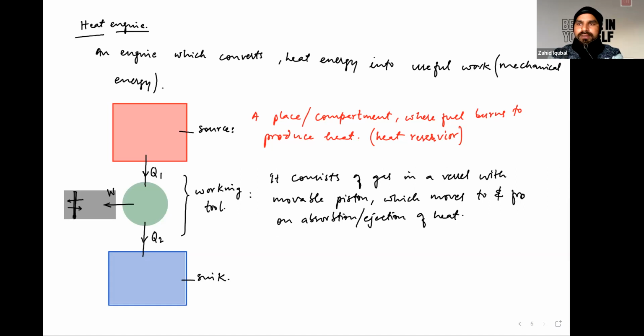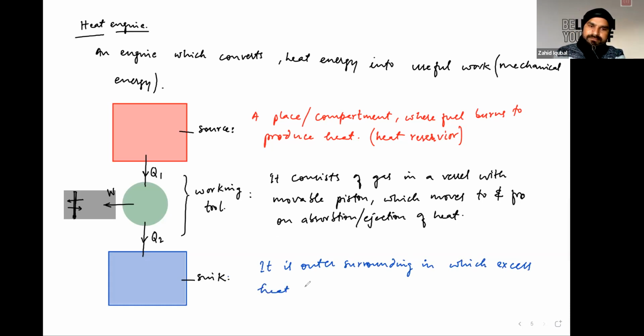Next is sink, which is called surrounding. It is the outer surrounding in which excess heat is being ejected out. Is it clear? Fatima, any doubt?